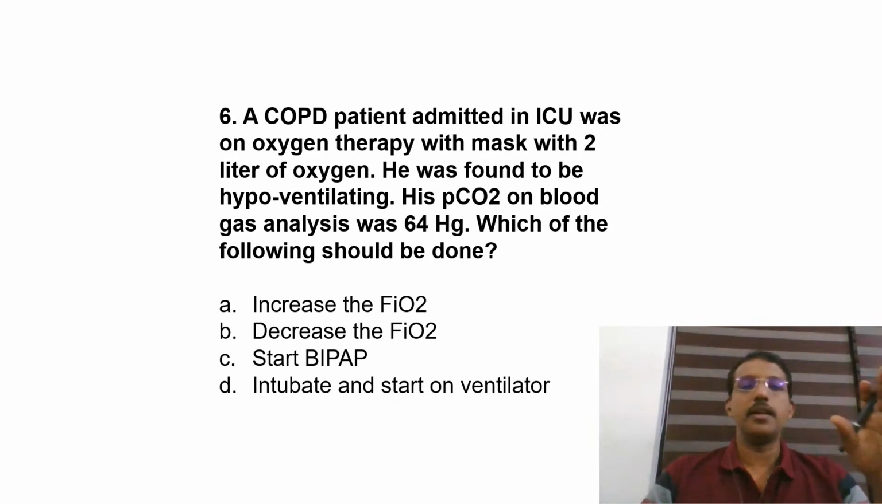A COPD patient admitted to ICU was on oxygen therapy by mask with 2 liters of oxygen. He was found to be hypoventilating. His PCO2 on the blood gas analysis was 64. Which of the following should be done? I'm waiting for your answers. The key point you have to look at here is, one, it is a COPD patient.